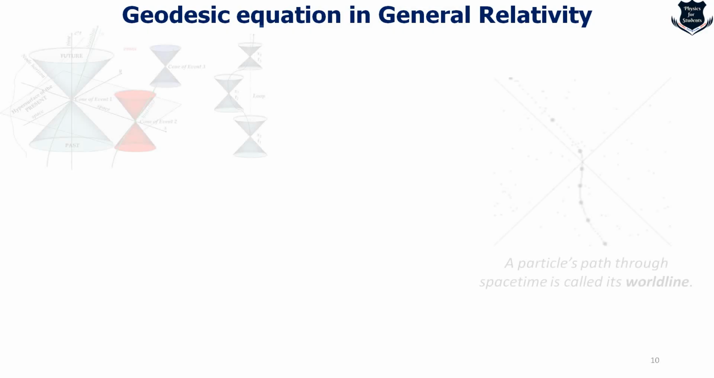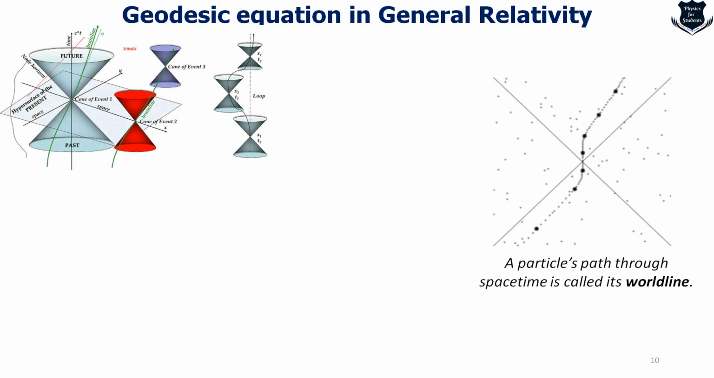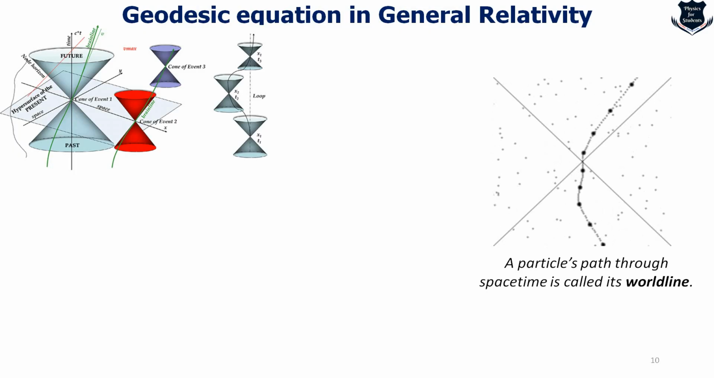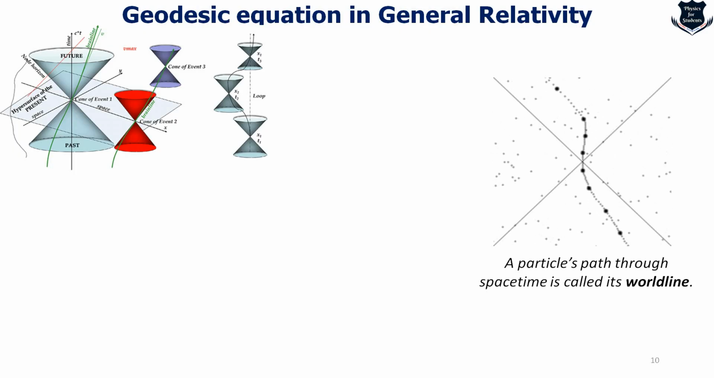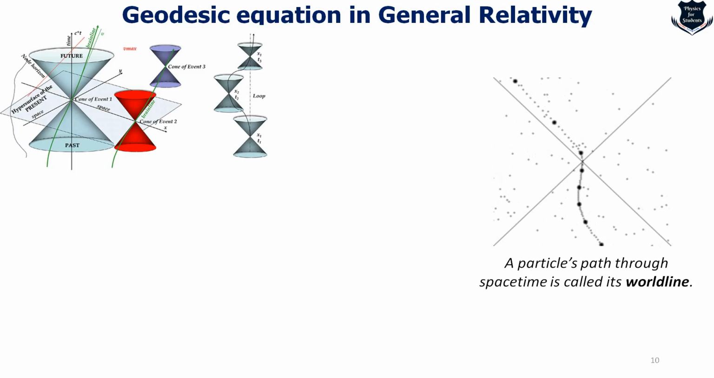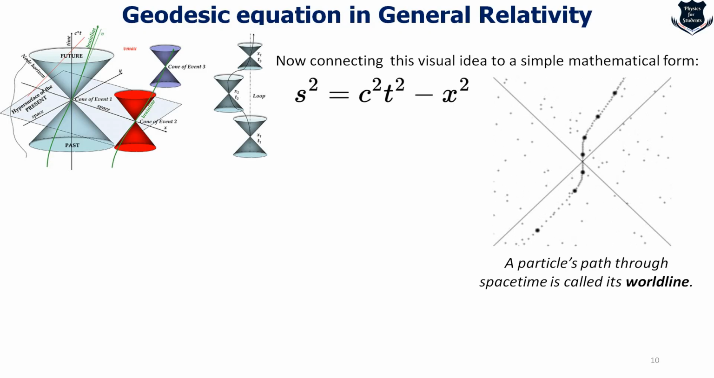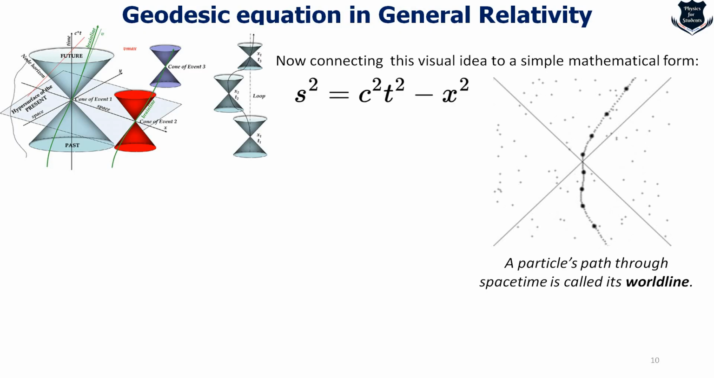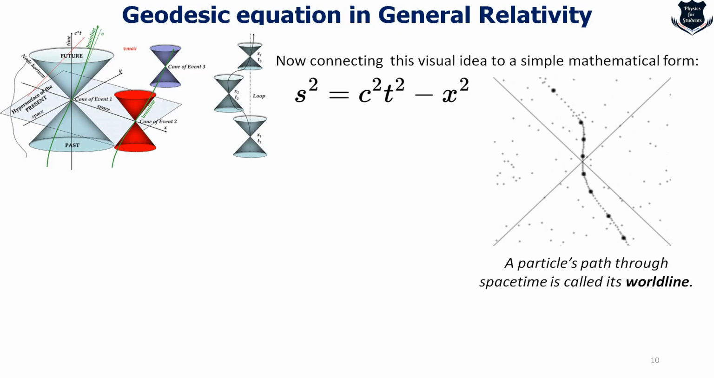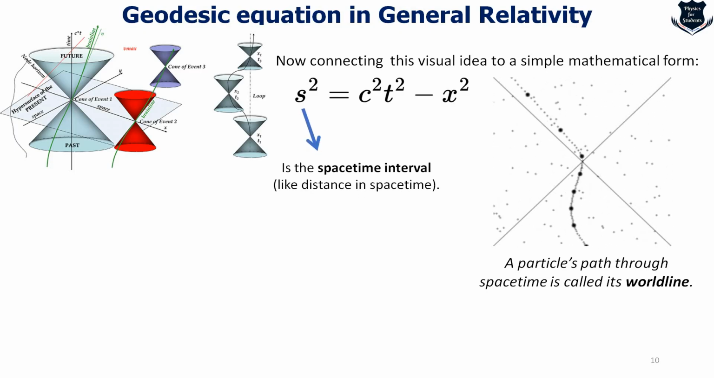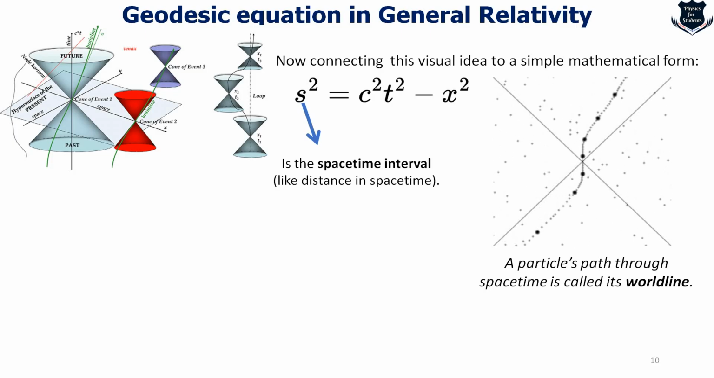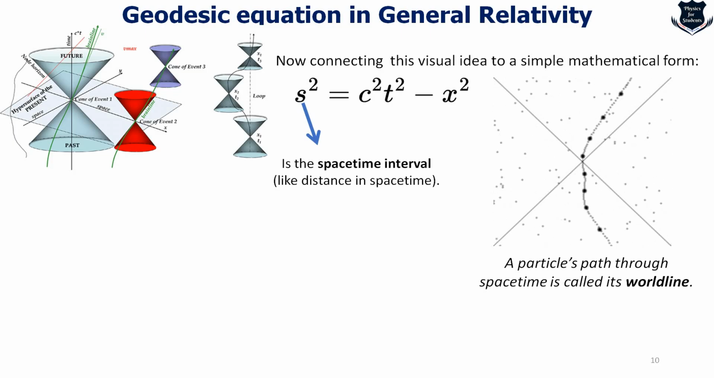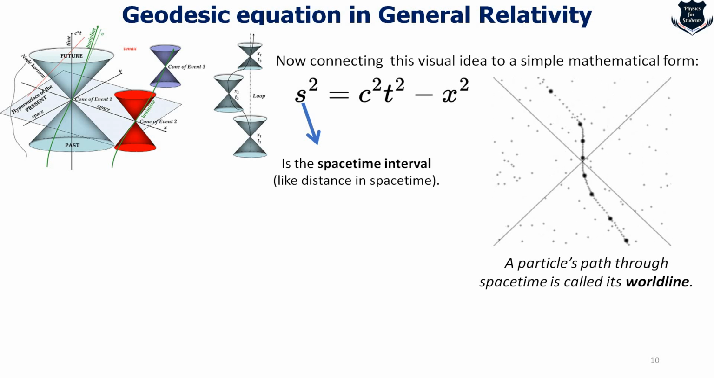Now if I take the same space-time diagram, on the right hand side you can see an animation which shows a particle's path through space-time. It is called the world line. Now if I want to connect it mathematically, how will I do it? Very simple. We are connecting the visual idea: s squared equals c squared t squared minus x squared, which comes from special relativity, and s squared is nothing but the space-time interval, that is, like distances in space-time.